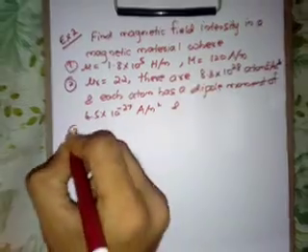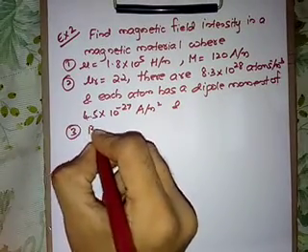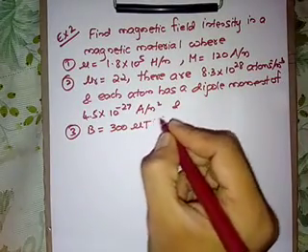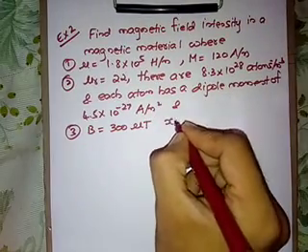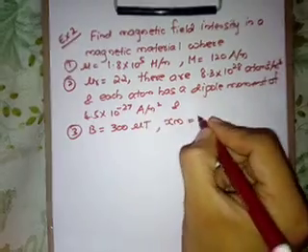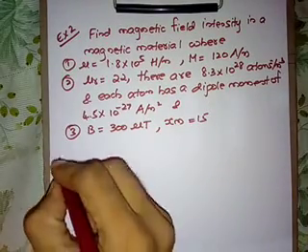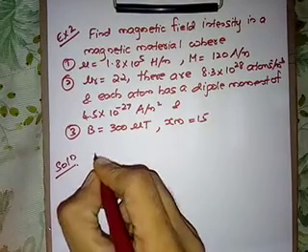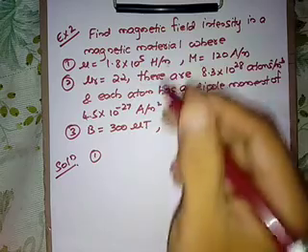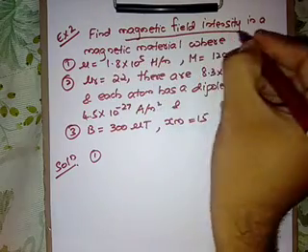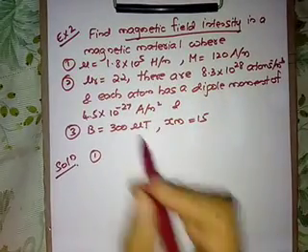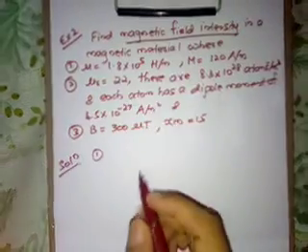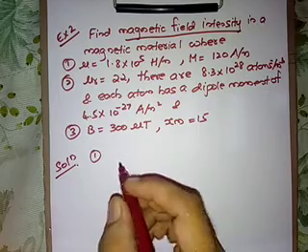And third given data is B is equal to 300 microtesla, and Xm is equal to 15. So with this given details, we have to find the value of magnetic field intensity for the three given values, that is for the first one, second one, and for the third set of values. Right. Let us consider the first one.